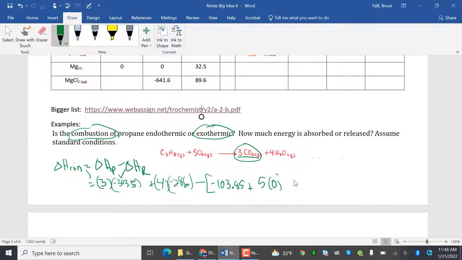So I already talked about why oxygen is 0. It's an element at standard state. So we drop that into our calculators. 3 times negative 393.5 plus quantity 4 times negative 286. Close quantity, enter. And then I'm going to do minus, I guess it's just plus, isn't it? So this is just plus. All right, distribute my negative sign. And this is nothing.